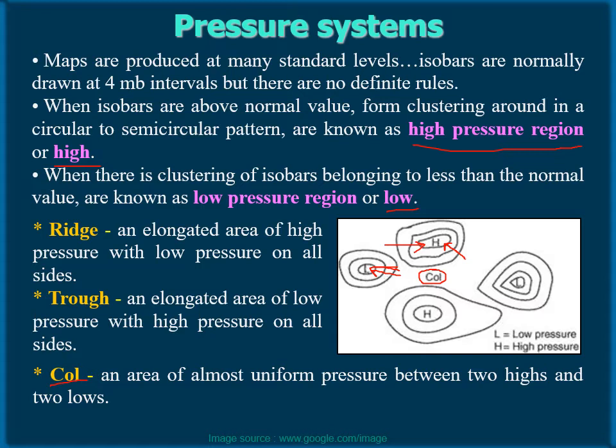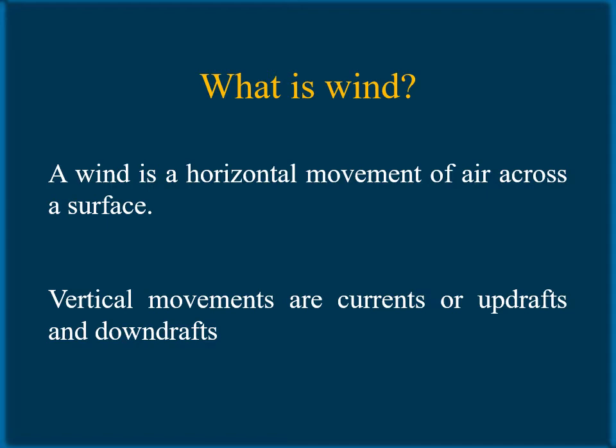Now what is wind? What we call wind is the movement of the atmosphere or atmospheric gas molecules. Whenever the atmospheric gaseous molecules are moving horizontally, only that moving atmosphere is known to us as wind. Apart from the horizontal movement, there are vertical movements within the atmosphere. If the air goes up, it is known as updrafts, and if it goes down, it is known as downdrafts.